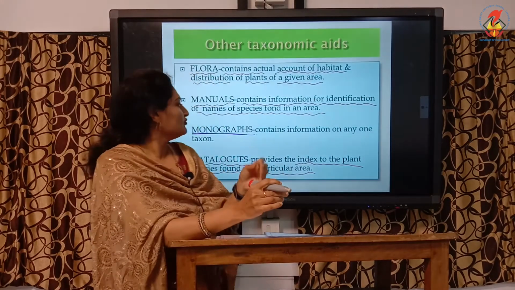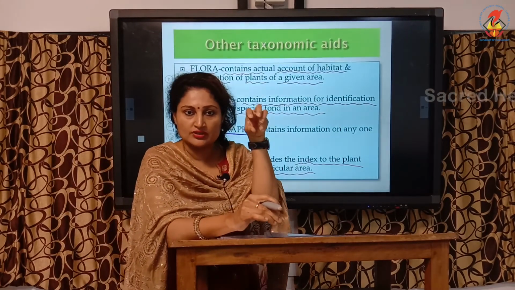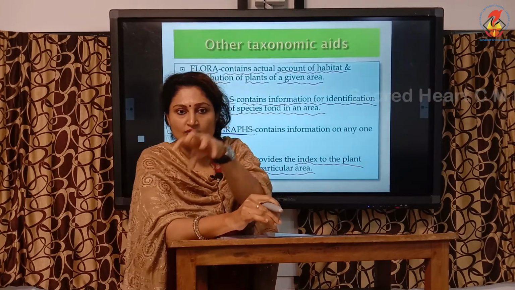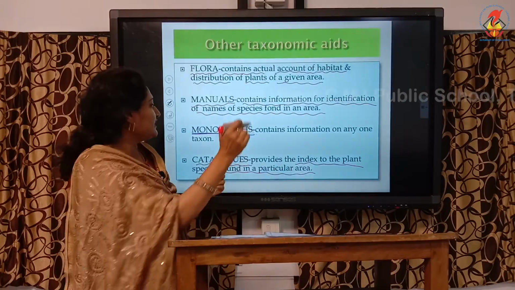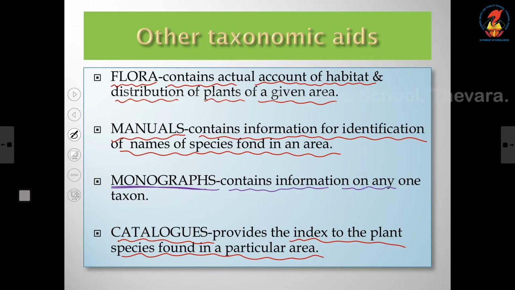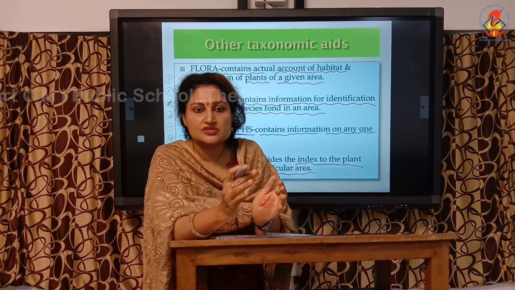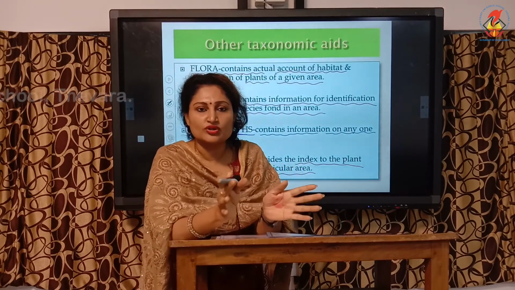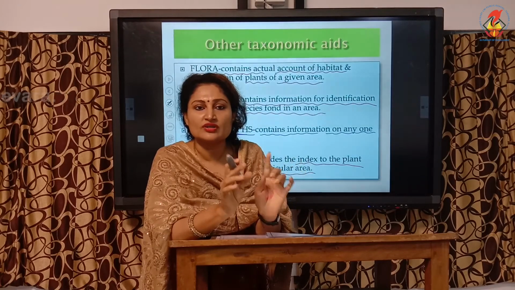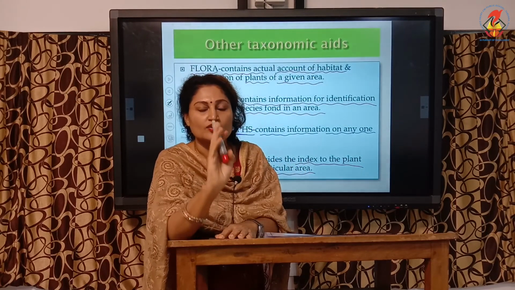For example, we are going to learn about mango. It is not confined to Kerala or Andhra, or any mango producing place. It is mango found in different regions. So it contains information on any one taxon, irrespective of the area. For example, we have learned the taxon Apis. It deals only with Apis, all the accounts of Apis and where they are distributed. It is not at all confined to a particular area. Here it revolves around the particular taxon, not the area.